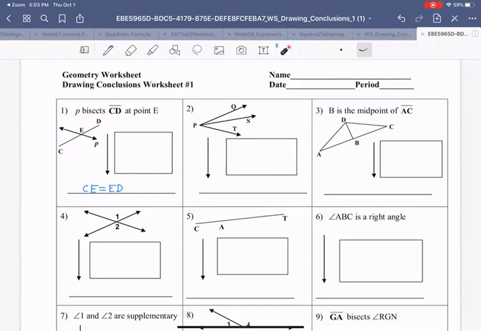What's the reason? Because of the definition of segment bisector. Perfect. To do those quizzes well, you have to remember all the things and do it correctly.